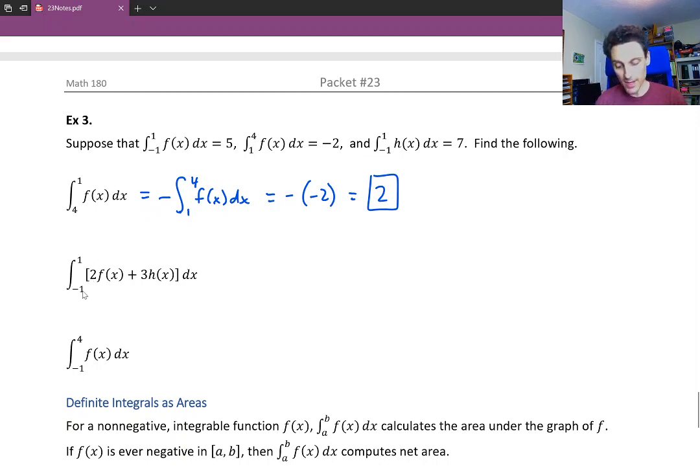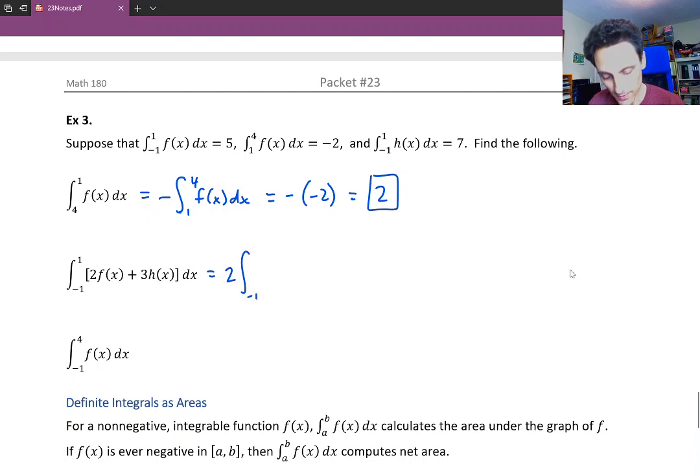For the next part, we have the integral from -1 to 1 of 2 times f of x plus 3 times h of x. Now we know by those properties that we just discussed, the integral will distribute across the plus, and we can pull out the constants, the 2 and the 3, so it basically works its way into the f of x and the h of x, like this.